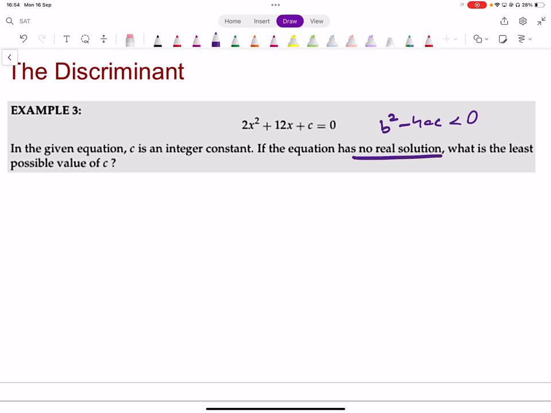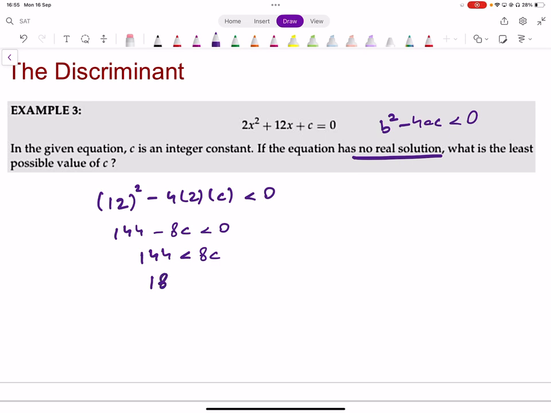Try this first. It's not a quadratic equation that you get. It has no real solution. So b square minus 4ac should be less than 0. That means 12 squared minus 4 into 2 into c should be less than 0. What does that give us? 144 minus 8c is less than 0. 144 is less than 8c. 144 over 8. What's that? 18. 18 is less than c, or c is greater than 18.